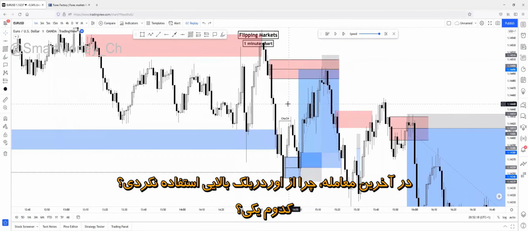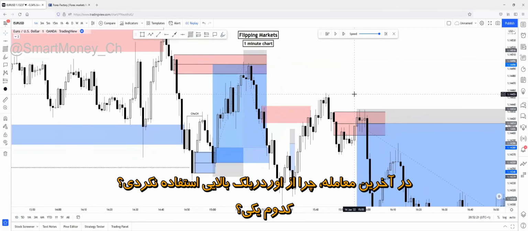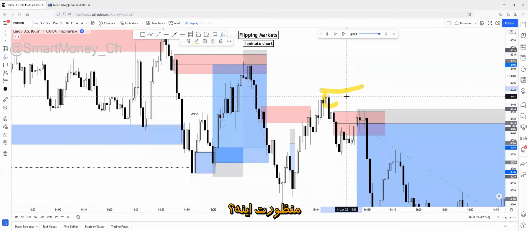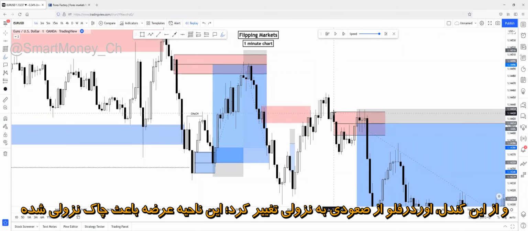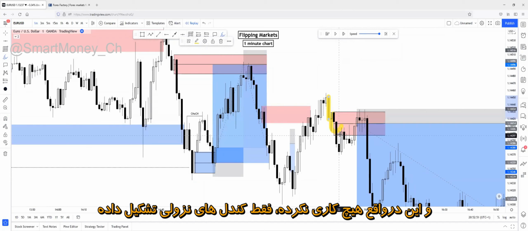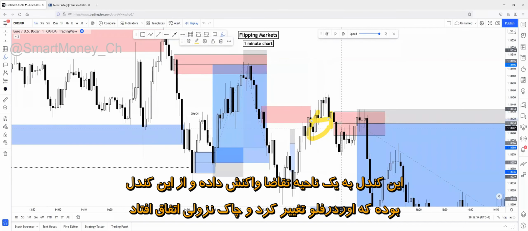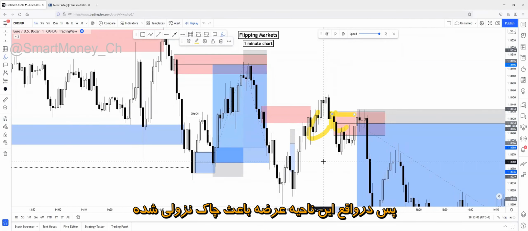In the last trade, why didn't we use the one higher order block? Which one? This one right here? Because that did nothing. The reaction was given by this supply zone. As you can see, this candle reacted on some sort of demand zone, either on this one, either on this one. It had a reaction. And from this candle, the order flow has shifted to bearish from bullish. This was the character changing supply zone in this case. This literally did nothing. It just created a downside candle. This candle reacted on some sort of demand zone, and from this candle, the order flow was shifted and the character was changed. So basically, this is our character changing supply zone right here.